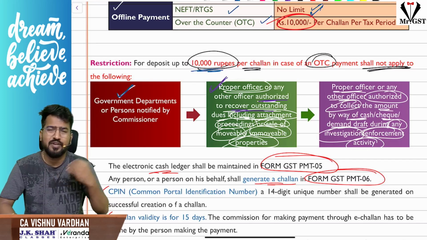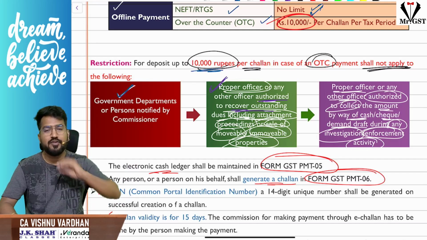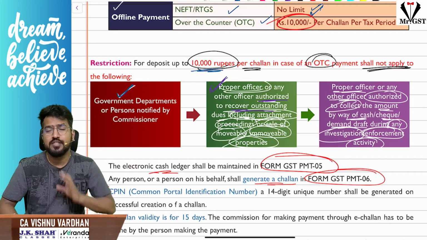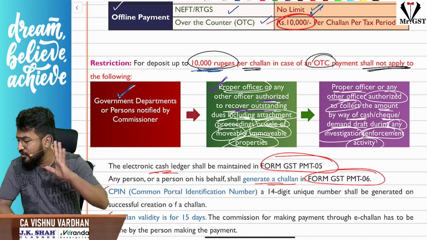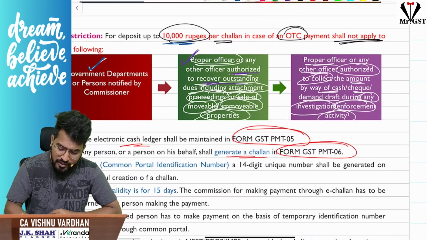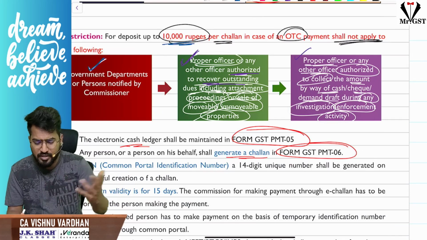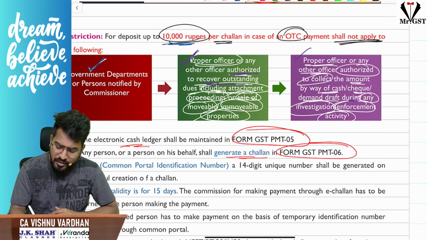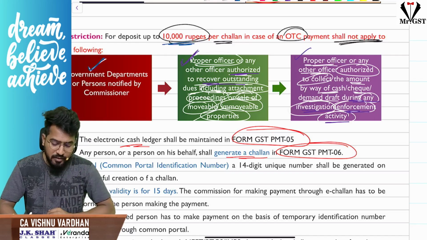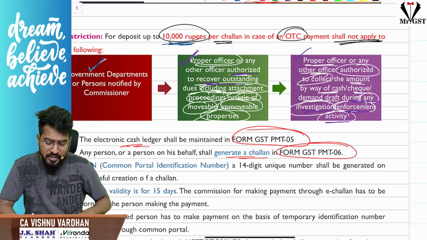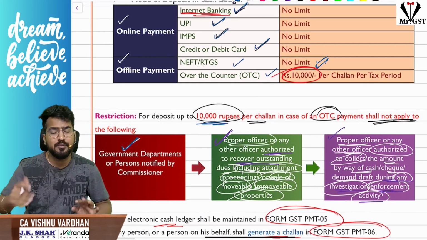That officer is recovering tax dues by selling movable property, whatever it is, and the recovered amount he has to deposit in the government account, so he can deposit without any limit. So the over the counter 10,000 limit is not applicable for these people. Finally, any proper officer who is authorized to collect amounts by way of cheque or DD during any investigation or enforcement activities can also make over the counter deposits without the 10,000 limit. So that is with respect to the methods of payment, and the 10,000 limit is not applicable to these people.